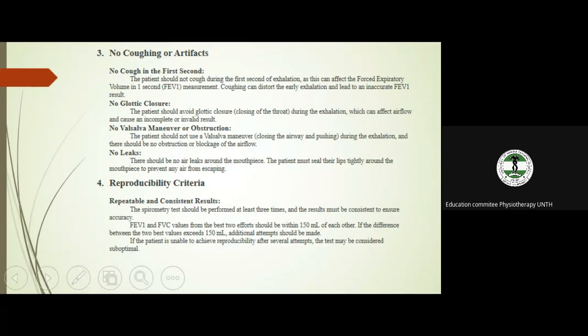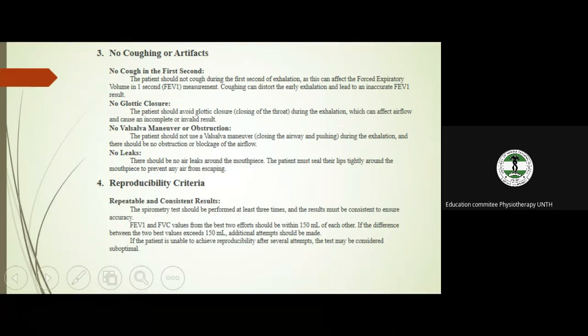Closing of the tongue inside the mouthpiece, closure of the epiglottis and others. Then no Valsalva maneuver or obstruction. Patients should not use the Valsalva maneuver, closing the airway and pushing during the exhalation. And there should be no obstruction or blockage of the airway. Patients may frequently stop blowing, and the machine will be reading it. So you tell the patient you are not doing the right thing, so that for our own good we get a good result.